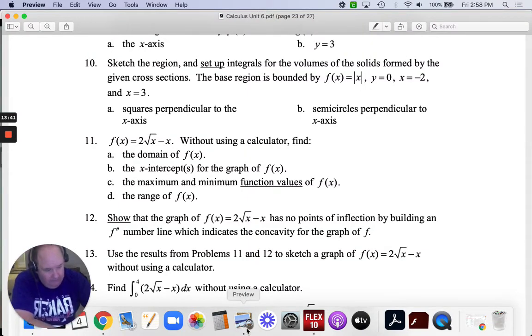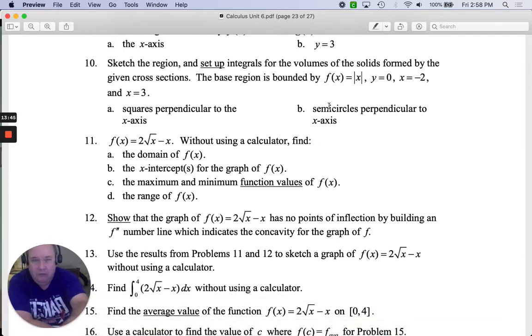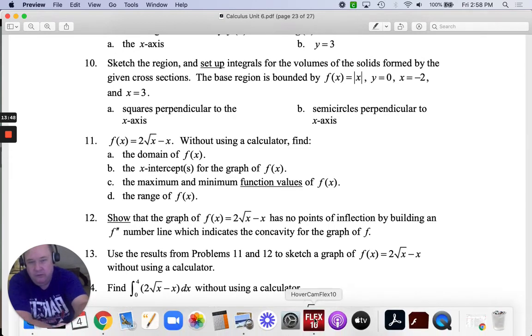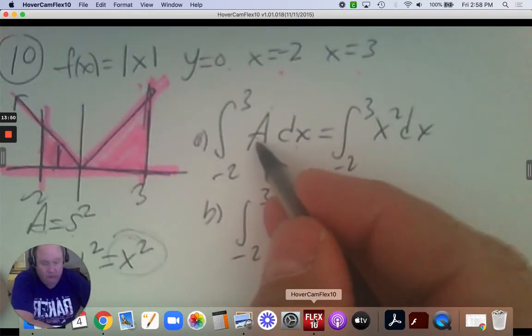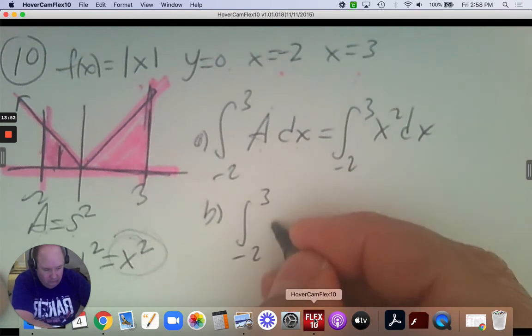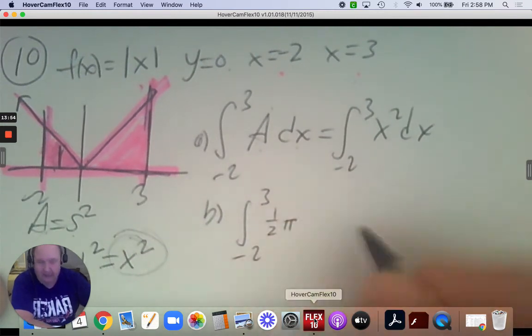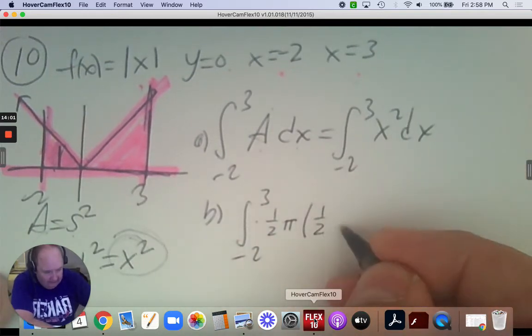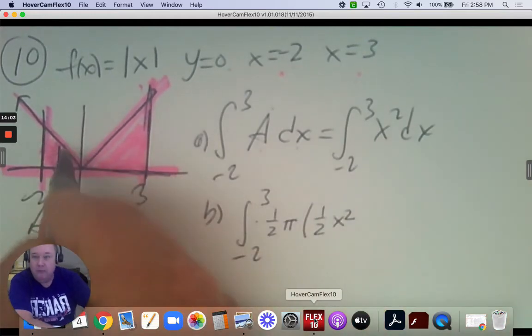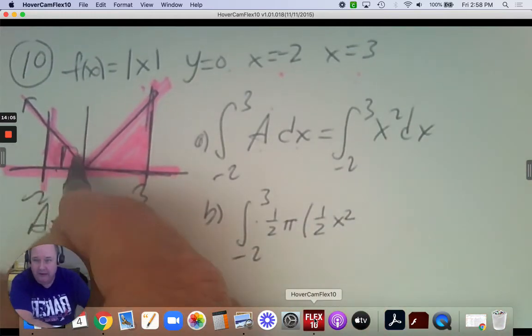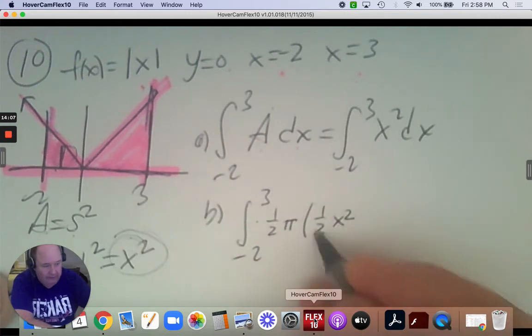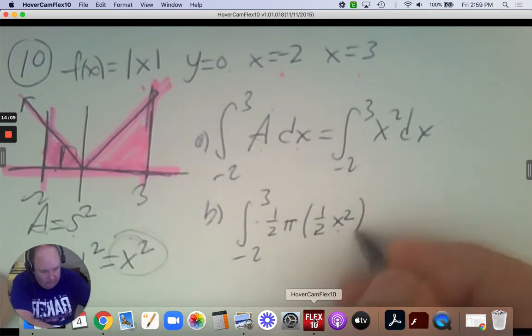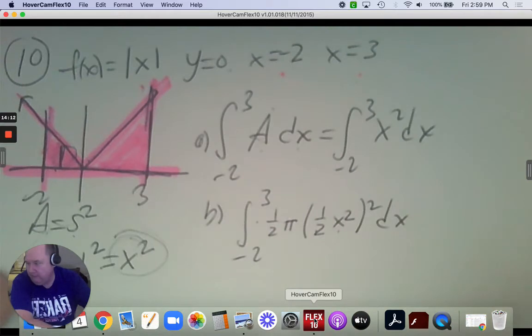For B, it's the same start, -2 to 3. It's just the area formula changes when it's semicircles. So let's see if we remember semicircles. So for the area formula for a semicircle, it's 1/2 pi. That could be written in front of the integration. And then it's the radius. Well, the radius is half that base. So this, what I drew here, is the diameter. So the radius is going to be half of that. So that's the radius squared dx. And there it is.